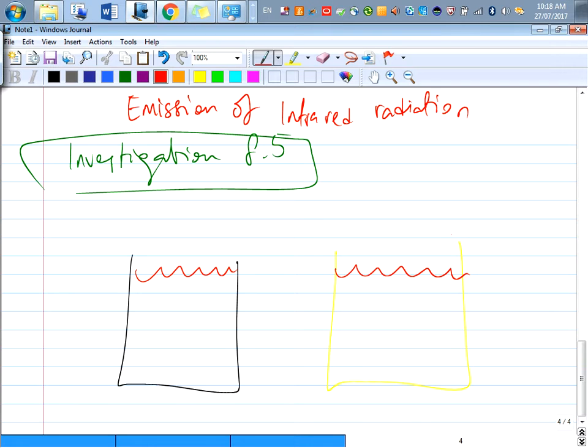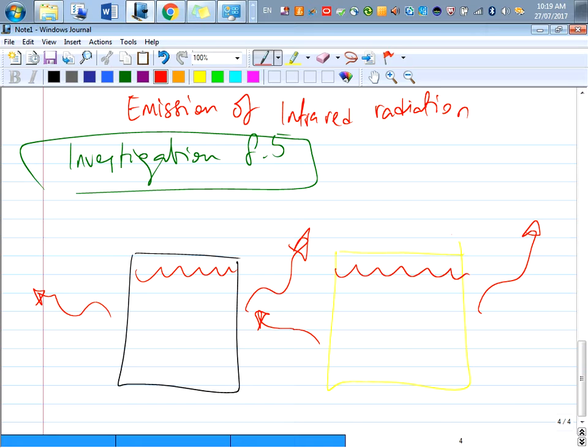We know that after some time, the containers are going to cool down. When you give it enough time, temperature will drop. But which one will drop first? Why? Now we are talking about heat being released, so I'm just going to use this red color to illustrate that. Your heat is being released out in the form of radiation. So we are talking about emission of radiation. Which one emits heat at a higher rate?